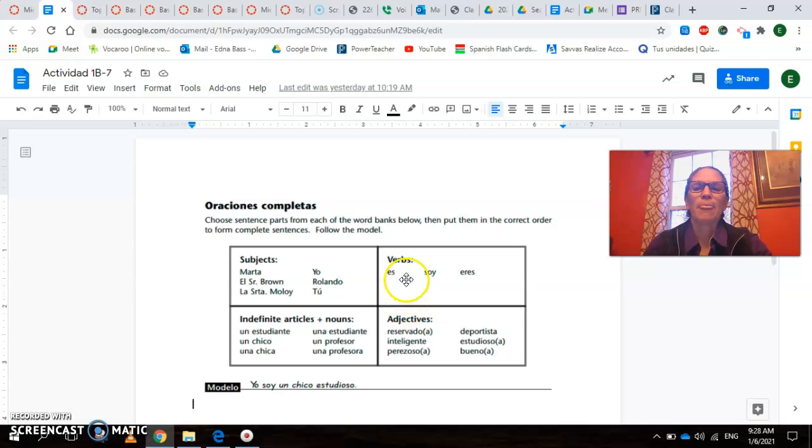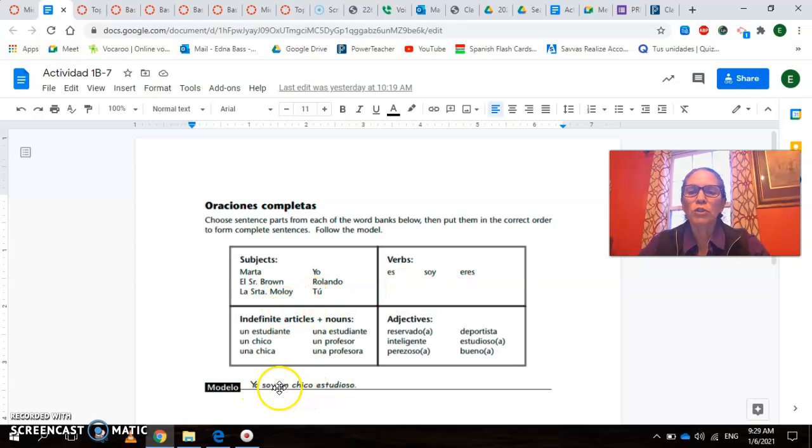Things to keep in mind. This soy goes only with the first person. And you remember the first person is yo. So you can use soy only with yo. And then eres goes with the second person only. That's tú. So you're going to use eres only with tú. So yo soy, tú eres. And then everything else that is third person will go with es. Okay, keep that in mind. Do not say yo eres because that's incorrect. You want to use your verbs in the right way.